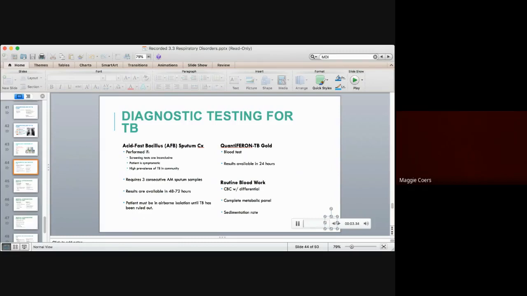So to diagnose tuberculosis, we do this with an acid-fast bacillus sputum culture. And it's really a special sputum test that is run with a special type of dye or staining. Okay, and you can see we perform it if the screening tests are positive or inconclusive, if the patient is symptomatic, or if there's high prevalence of tuberculosis in the community, or the patient lives in close contact with others.